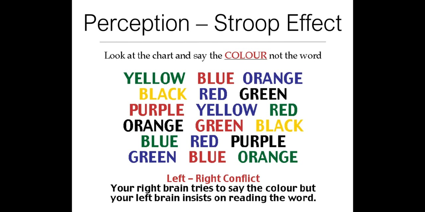So the version on the right basically demonstrates that naming the font color of a printed word is an easier and quicker task if the word meaning and the font color are not incongruent. And what does this do? And here's a quote from Wikipedia. This test is considered to measure selective attention, cognitive flexibility, and processing speed.